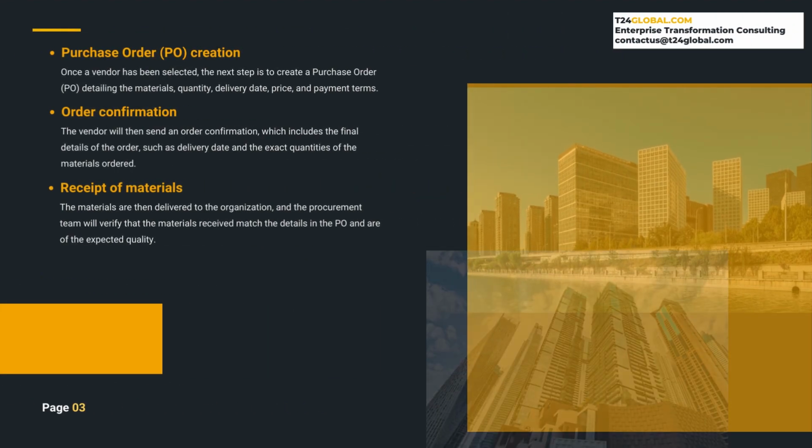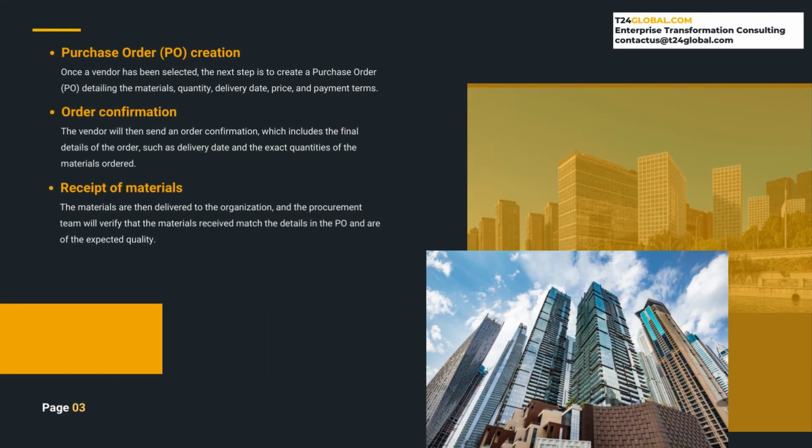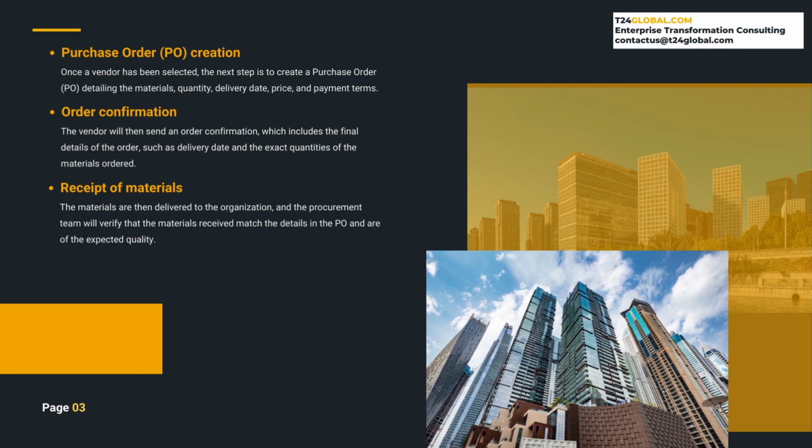Once a vendor has been selected, the next stage is to create a purchase order (PO) detailing the materials, quantity, delivery date, price, and payment terms. The PO acts as a contract between the organization and the vendor, and provides details on the materials required and the terms of the procurement. The procurement team needs to ensure that the PO is accurate and includes all the necessary details.